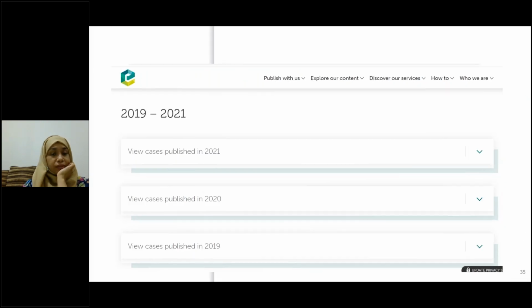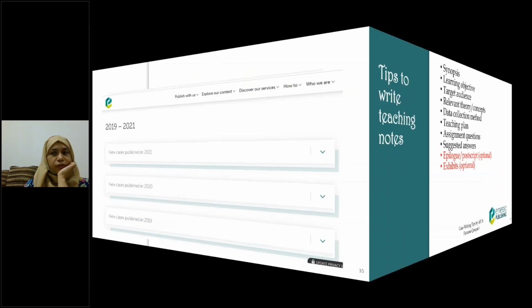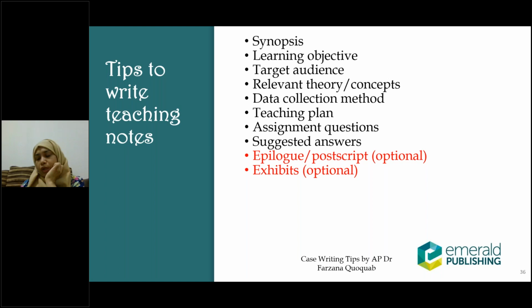For the short case special issue, you can find some examples of published cases here. We have a few cases published, and you can download them from there. We also need to touch a little on tips for writing teaching notes, because this is very important to have teaching value. There are some basic components. If you go to our EMCS website, you will find the same components there.